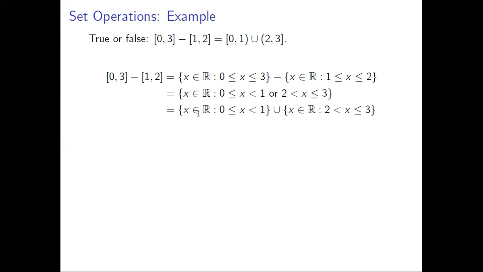So we can write this like this. This is the set of all x in R, every real number such that x is greater than or equal to 0 and less than 1, union the set of all real numbers such that x is greater than 2 and less than or equal to 3. Which is exactly what we have here on the right-hand side. So we see that these two things are in fact equal.